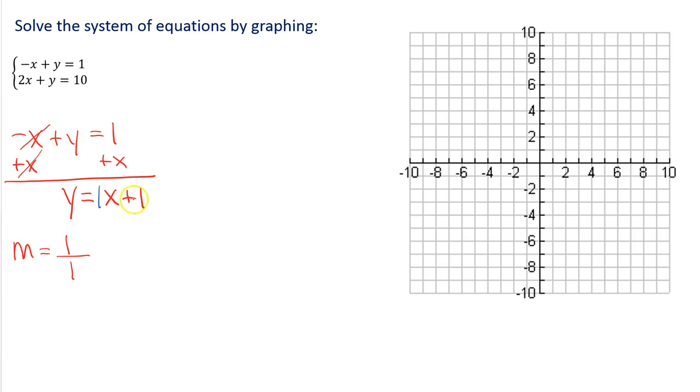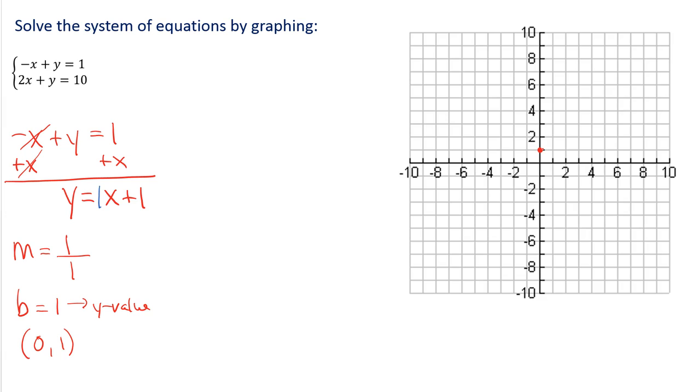Now my y-intercept is what you add or subtract at the end. So that's your b, which means your y-intercept is the point (0, 1), because b is just the y value of the y-intercept, and the x is always 0 for a y-intercept. So I'm going to go ahead and plot this in red. If my y-intercept is 1, I make a dot at 1.